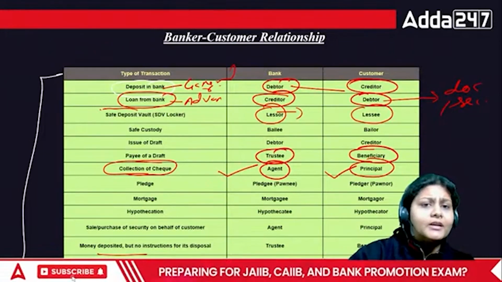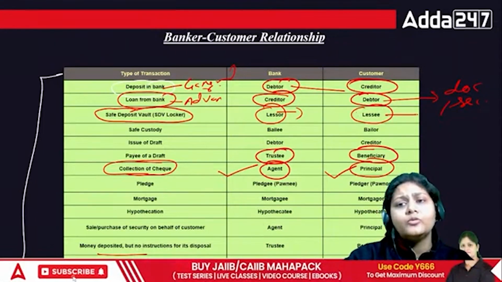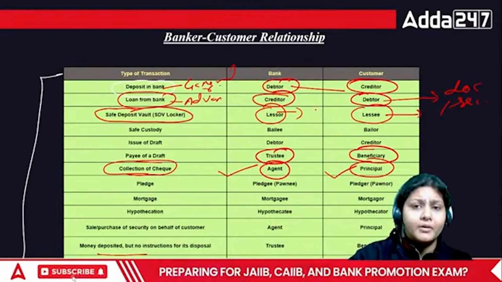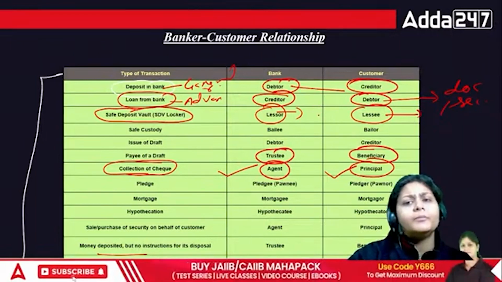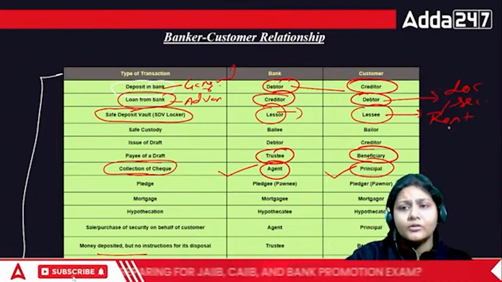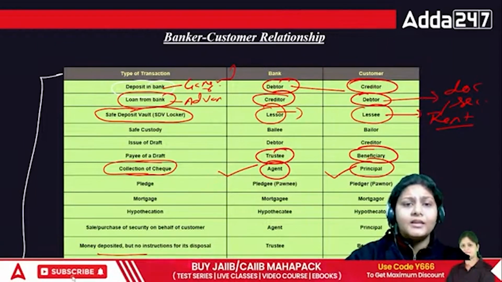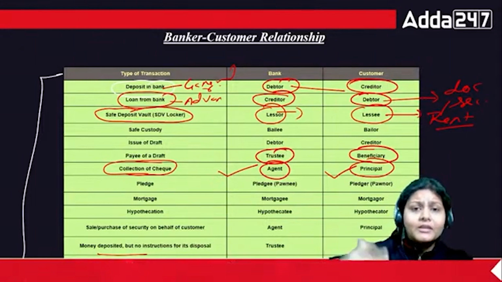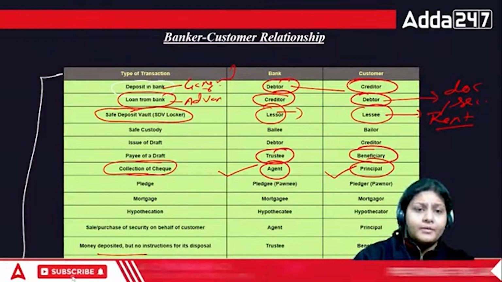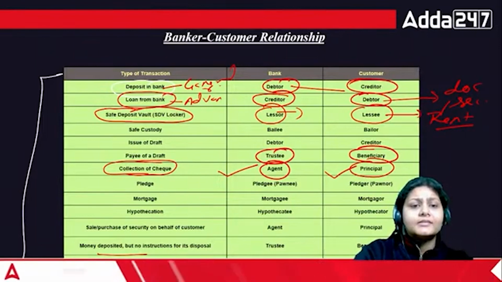So in the case of a safe deposit vault, that means in the case of a locker, I am paying the rent to the bank. The bank actually is the owner of that property. He is giving me that property for maybe some time or maybe for years also, but for that I am paying the rent. So I am the lessee here and the bank will be the lessor. The lessor is the one who has the immovable property, and the lessee is the one who is enjoying that property. So the lessee is the customer and the lessor is the bank.